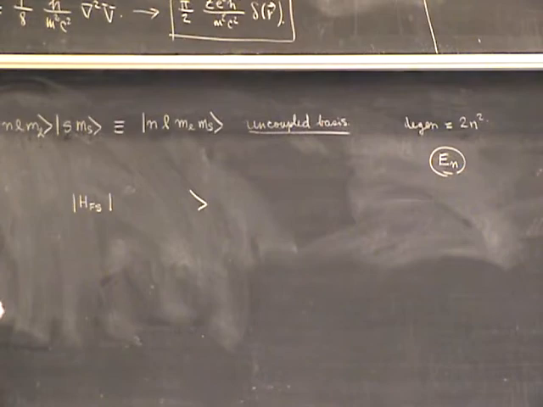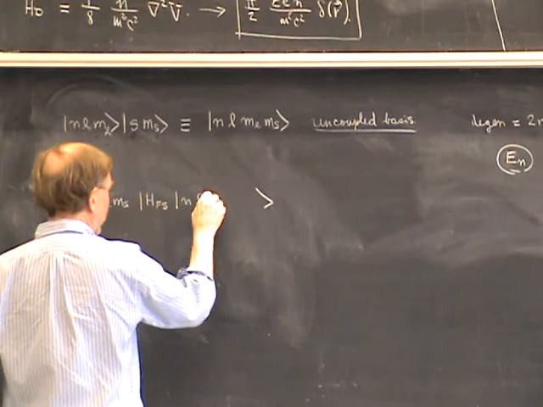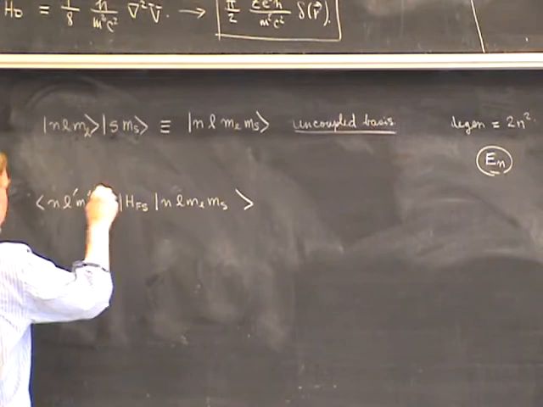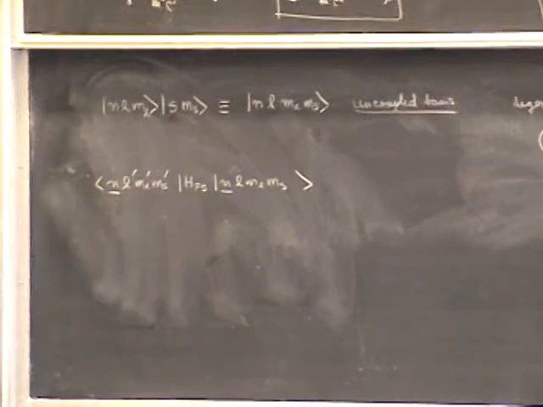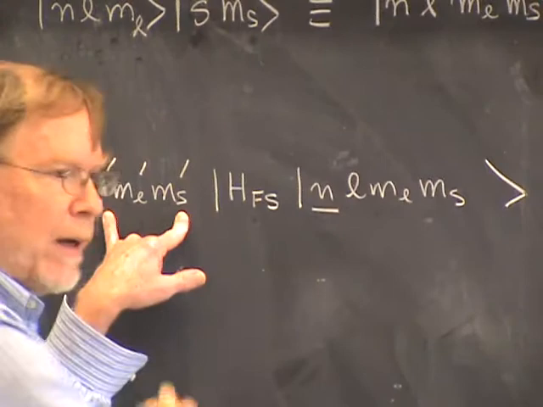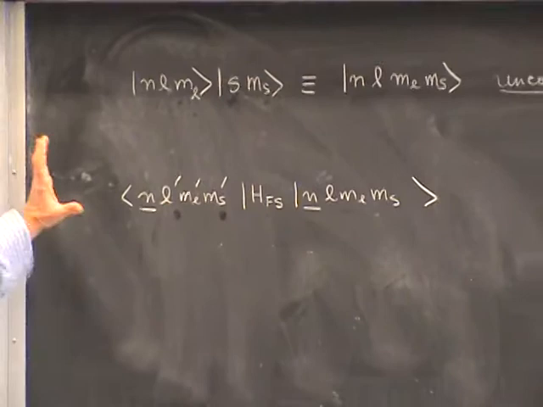So we'll have states n, l, m_l, and m_s on one side, and n, l, m_l, and m_s on the other side, except I'll put primes on the l, m_l, and m_s. I don't put primes on the n's because that labels the eigenspace of the unperturbed system. The primes on everything else label the basis vectors inside the degenerate eigenspace of the unperturbed system. This is the basic strategy of degenerate perturbation theory.